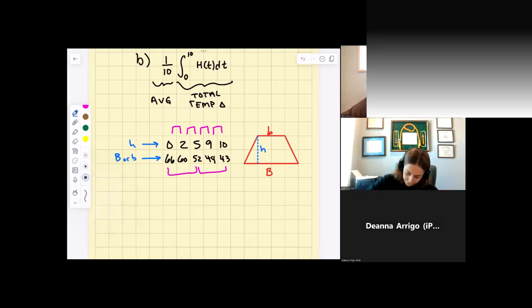You just do 66 plus 60 divided by 2 for the first one. 66 plus 60 divided by 2 is the average of those bases, and then times the height. So what is the height between the interval that we drew? 2. Okay, so just 66 plus 60. Well, let's show our work though. What's the next one?